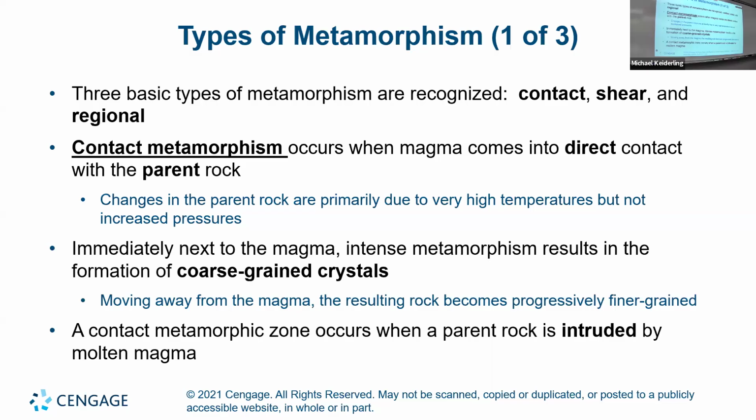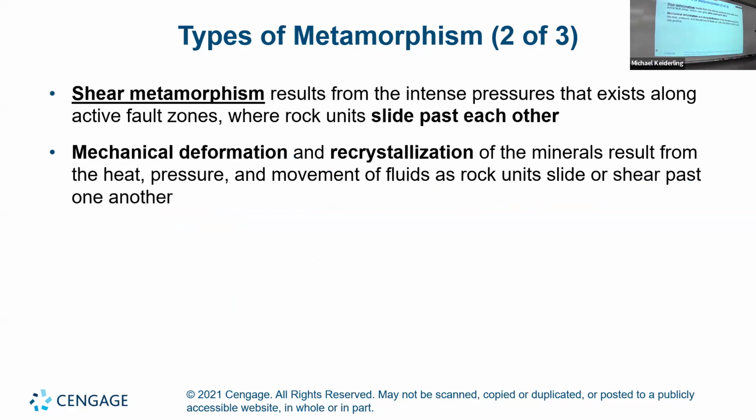And a contact metamorphic zone occurs when a parent rock is intruded by molten magma. Magma rises up through the parent rock. Shear metamorphism results from the intense pressures that exist in active fault zones when rock units slide past each other. So this is primarily pressure. You get mechanical deformation, like bending and recrystallization of minerals, resulting from the heat, pressure, and movement of fluids as rock units slide and shear past each other. So shear metamorphism is the rare type.